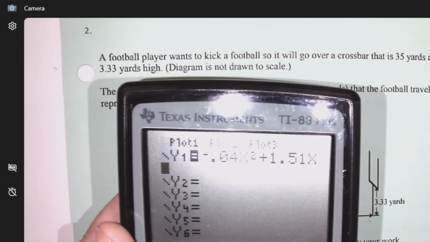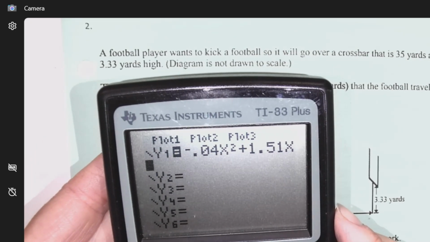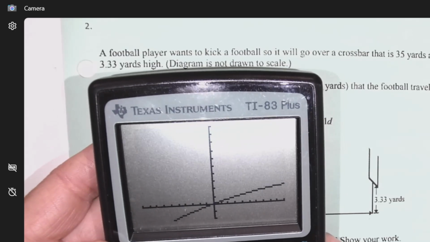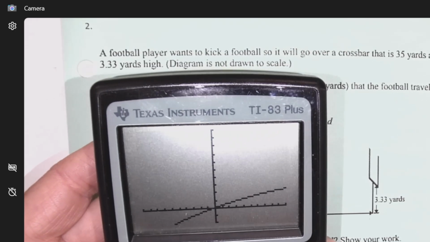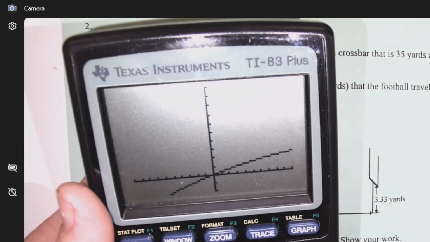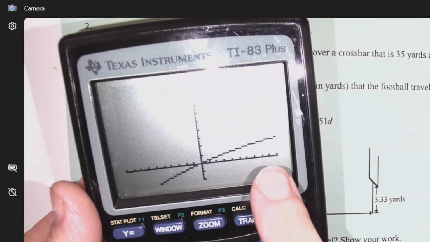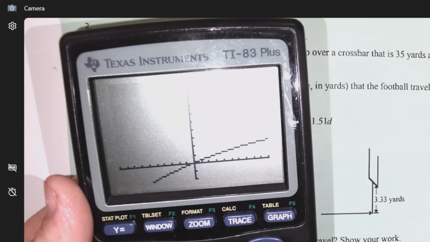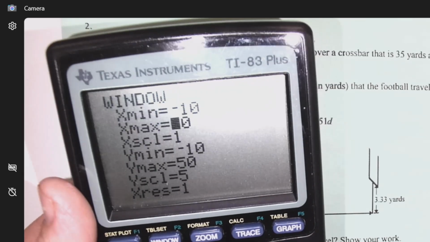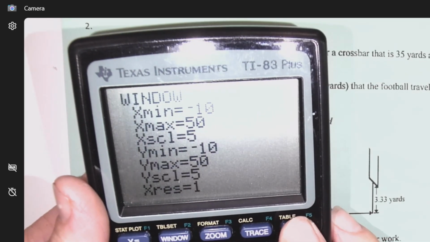Okay, obviously you guys know you're not putting a D in this calculator, you can just use the X button. Okay, here's what mine looks like. So what do I need to change for viewing it? I want more to the right. So in window, I'm going to change it to go more to the right. I'm going to go to 50, on a scale of 5 on each tick.